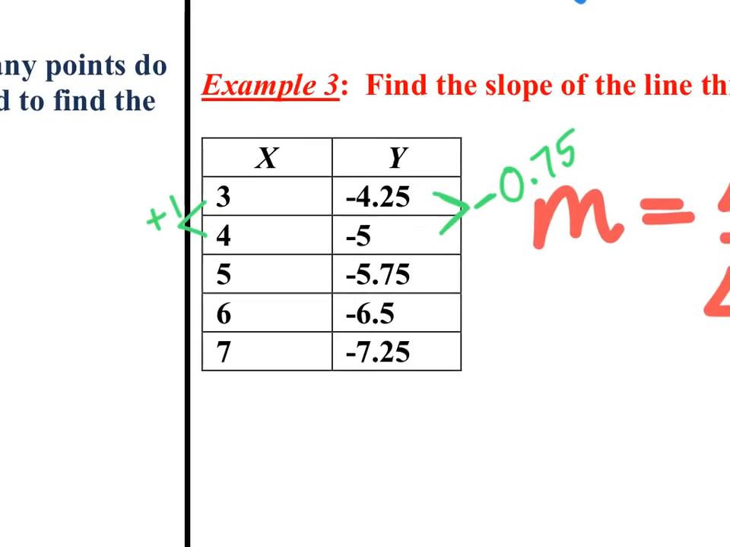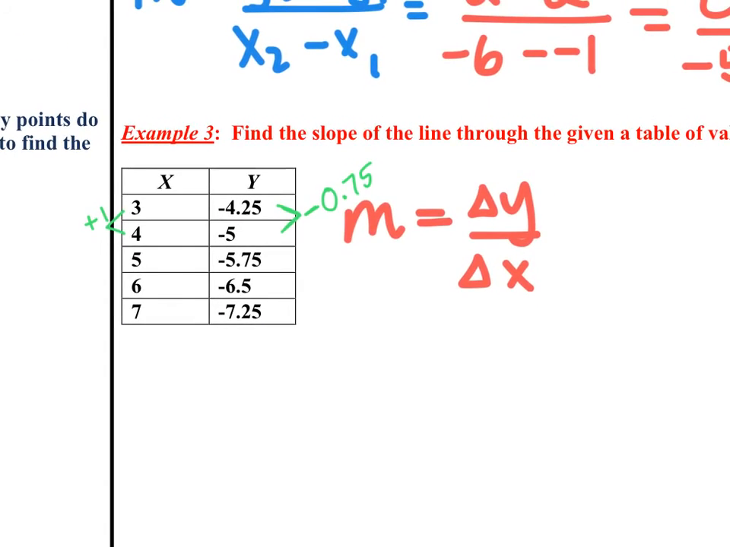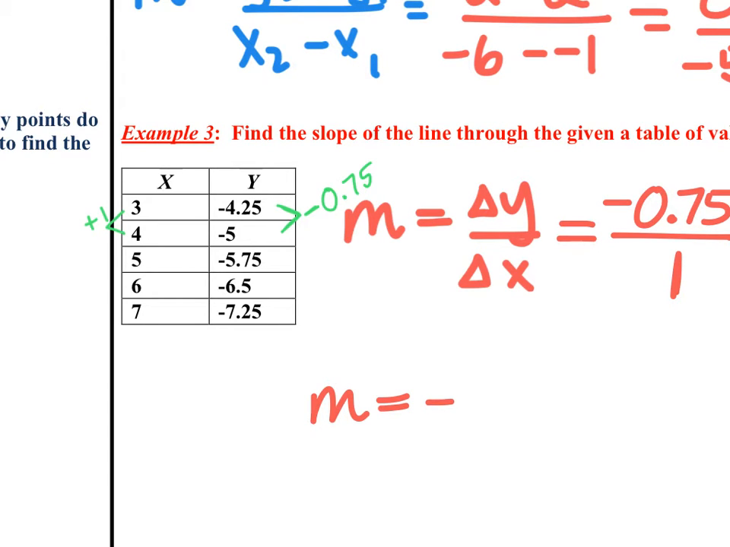I write that in a fraction now. So I go back to my formula and plug it in. Change in y was negative 0.75. Change in x was positive 1. So every time my x went up by 1, my y went down by 0.75. That's kind of how we described it yesterday. I would prefer you actually divide this and give me a final answer of negative 75 hundredths.